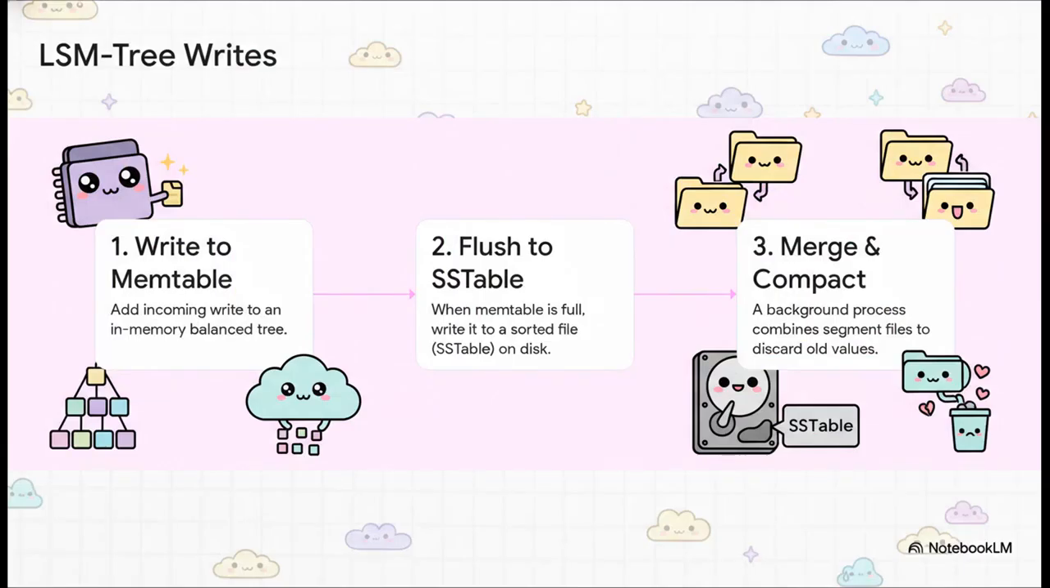So let's look at the journalist method first. When a write comes in, an LSM tree just adds it to a list that's sitting in memory, which is crazy fast. Once that list gets full, it gets written to the disk as a new sorted file.